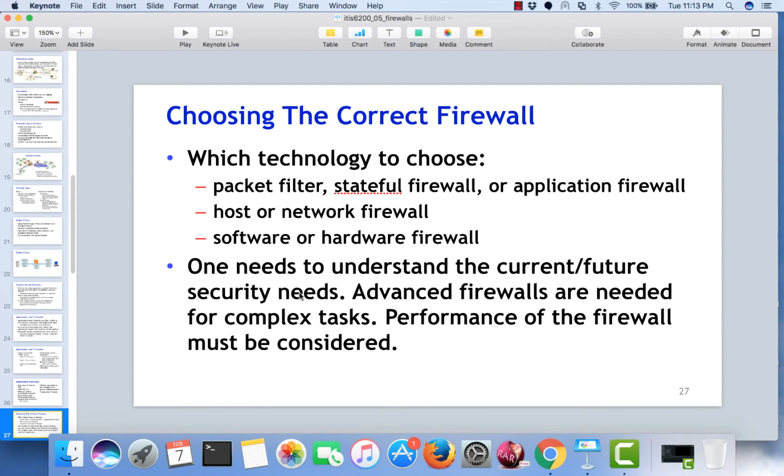When it comes to firewalls, you need to make sure that you're choosing the correct firewall. Sometimes you don't want to do overkill. So you need to pick the right one. Is it going to be just for your host? Is it going to be a network firewall? Software or hardware firewall? Is it just going to be on your operating system? Do you actually need a physical firewall?